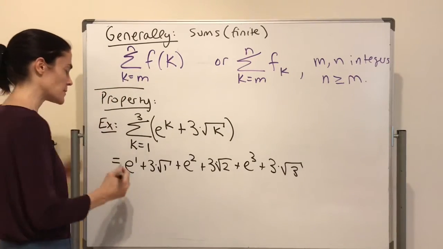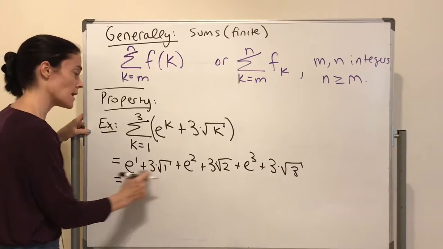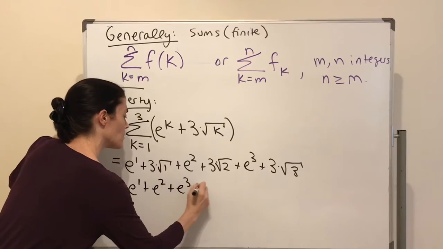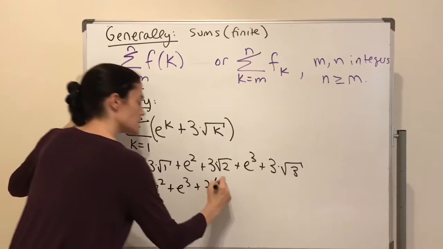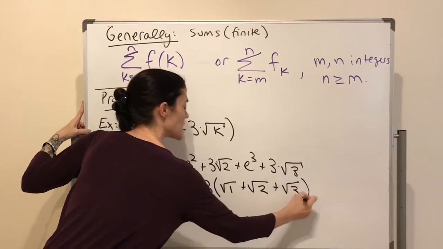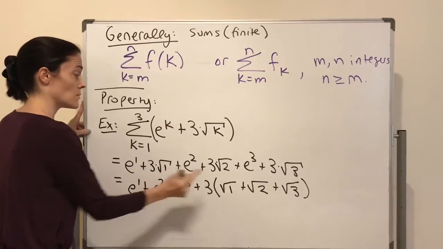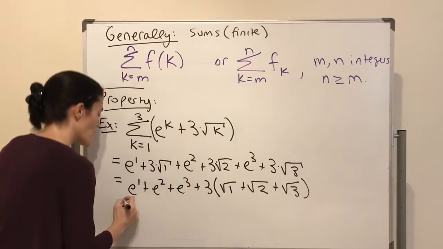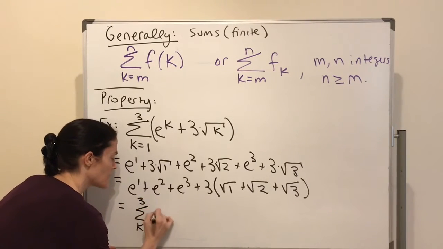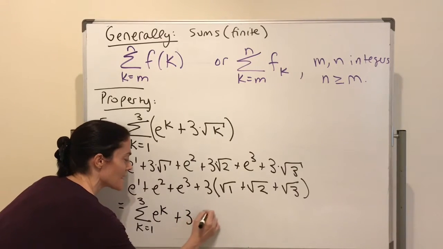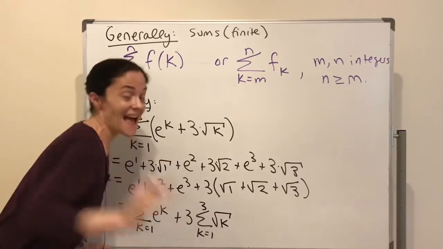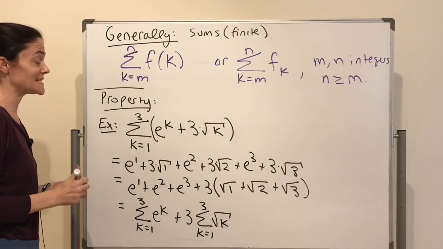Okay, but the property that I want to talk about, you see, I can group this differently, like this. All I've done is just rearrange the terms, and then on these 3, I factored out a 3. But what is this? This is the sum k equals 1 to 3 of e to the k, and then plus 3 times the sum k equals 1 to 3 of square root k. And this is the property that I wanted to mention right now.